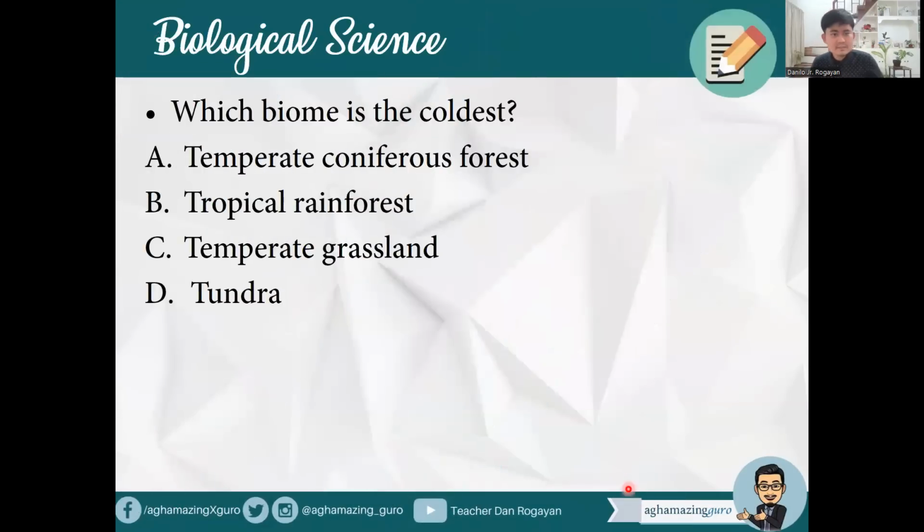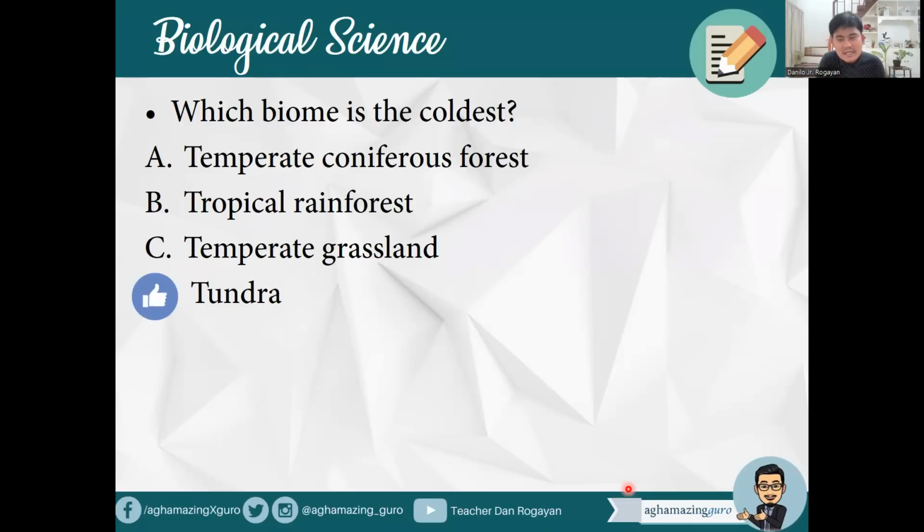Okay? Which biome is the coldest? A, temperate coniferous forest. B, tropical rainforest. C, temperate grassland. D, tundra. A, B, C, or D? Yes, that's correct. Of course, tundra. There is no other but tundra.